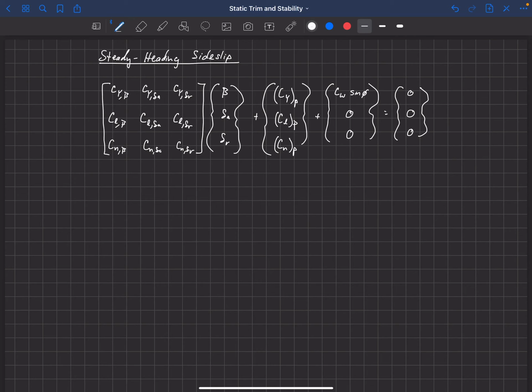So we've talked about this general solution for lateral trim, and remember we're using small angle approximations for beta, delta A, delta R, and I left in the sign of phi here, but you could also drop the sign and make this a small angle approximation where it's just the weight coefficient times phi. So these are our three equations. They have to all sum to 0 in order for the aircraft to be trim laterally.